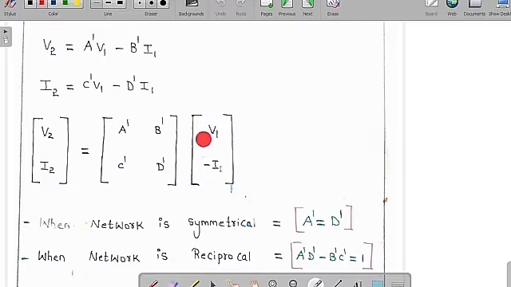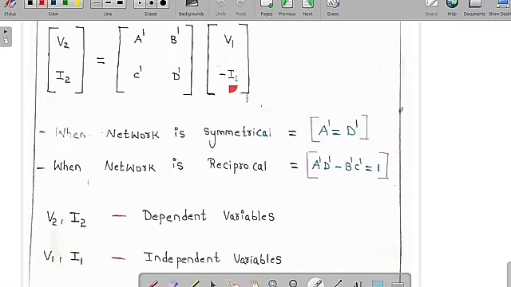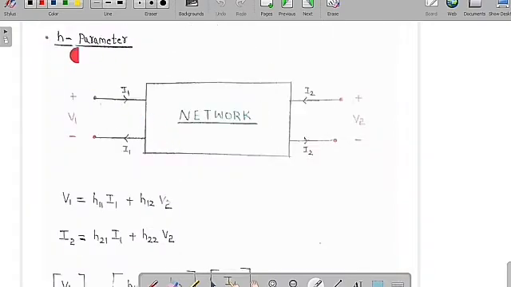You can see clearly now V1, I1 are the independent variables, whereas V2, I2 are the dependent variables. Same thing I have written, V2, I2 are the dependent variables, whereas V1, I1 are the independent variables. Now we are going to learn about the H parameter. For the same network, plus or minus V1, plus or minus V2, incoming current is I1, outgoing current is I1, incoming current is I2, and outgoing current is I2.